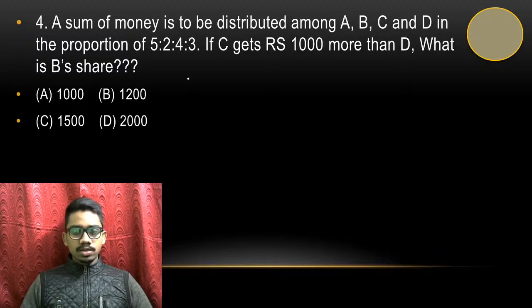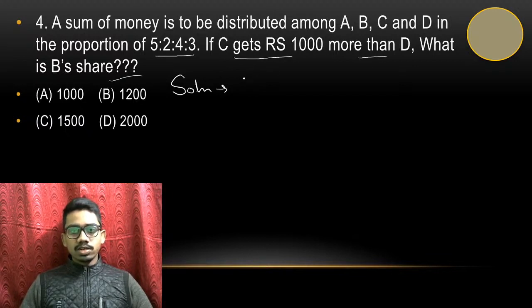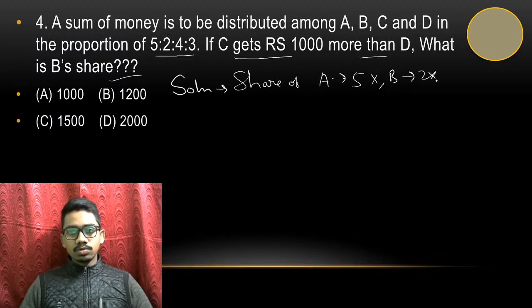So let's solve the question. Let's see the solution. So a sum of money is distributed among A, B, C, D in this ratio. If C gets 1000 more than D, what is B's share? So share of A कितना है guys? A is 5x and B कितना है? B is 2x. What is C? C is 4x. And what is D? D is 3x.